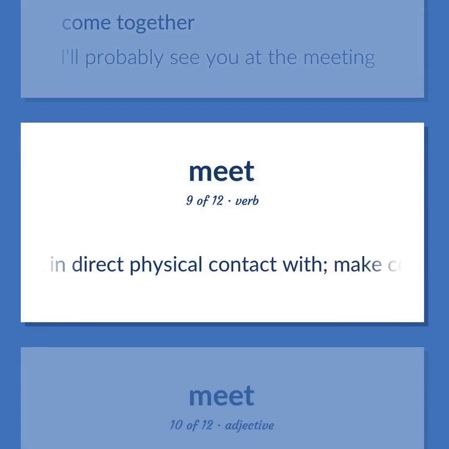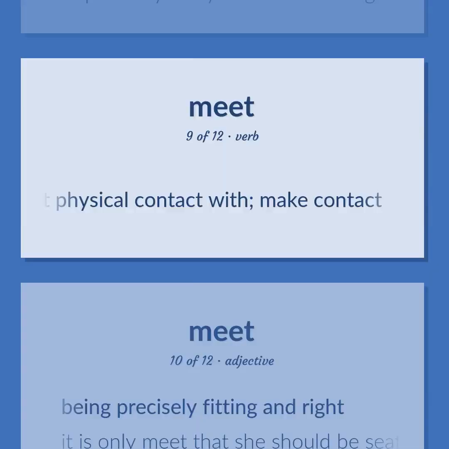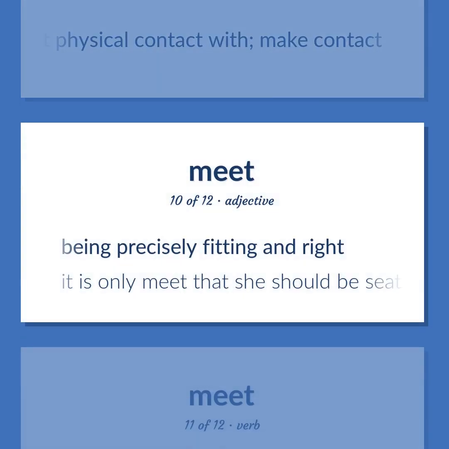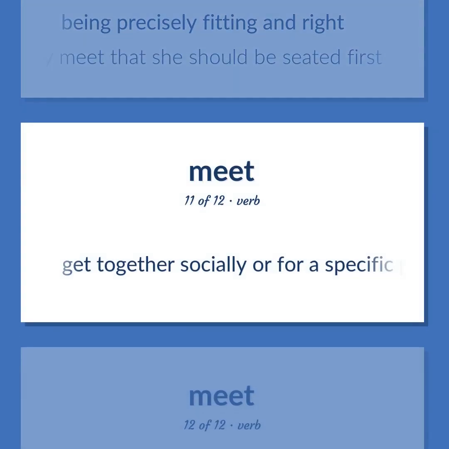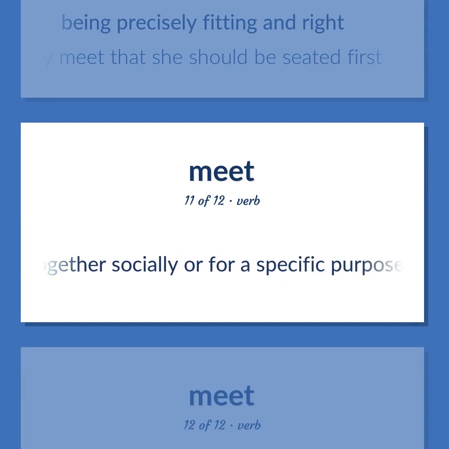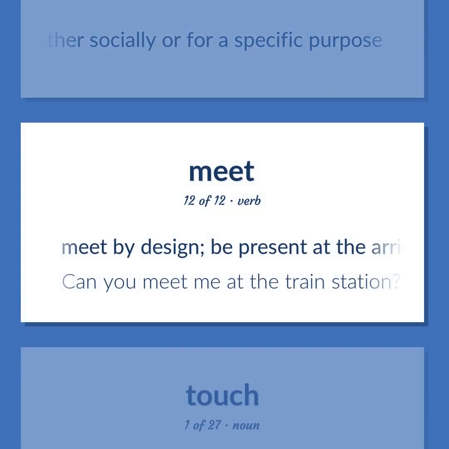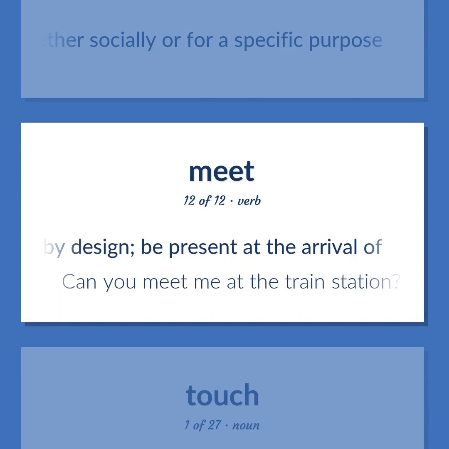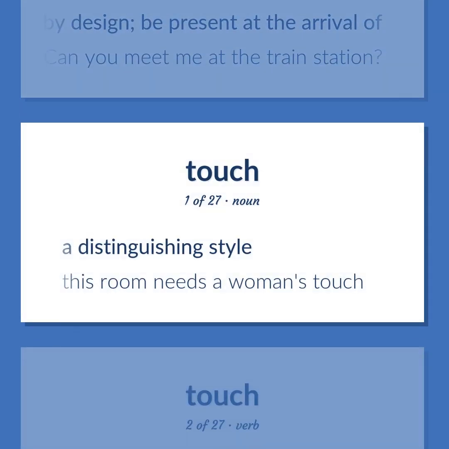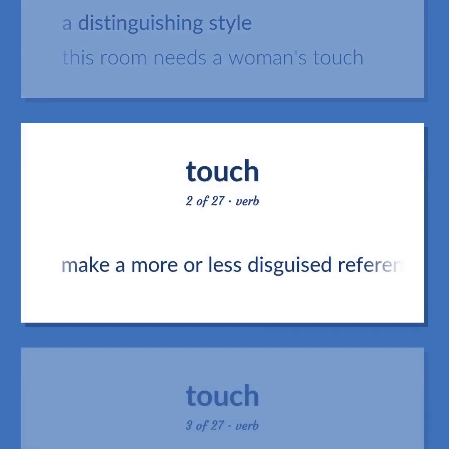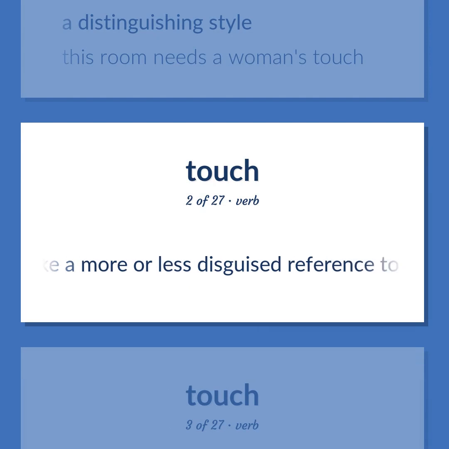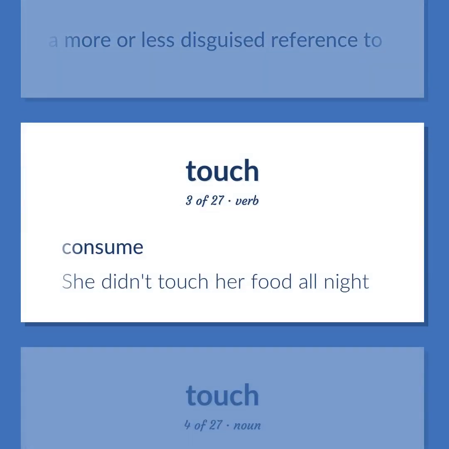Be in direct physical contact with. Make contact. Being precisely fitting and right. It is only meet that she should be seated first. Get together socially or for a specific purpose. Meet by design. Be present at the arrival of. Can you meet me at the train station? A distinguishing style. This room needs a woman's touch. Make a more or less disguised reference to. Consume. She didn't touch her food all night.